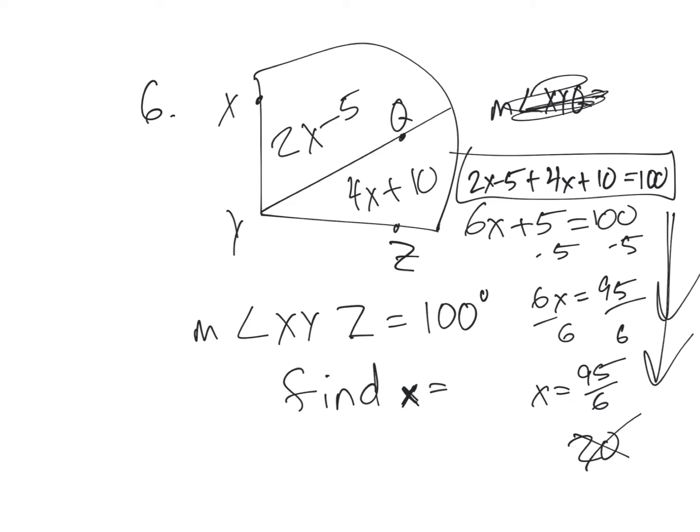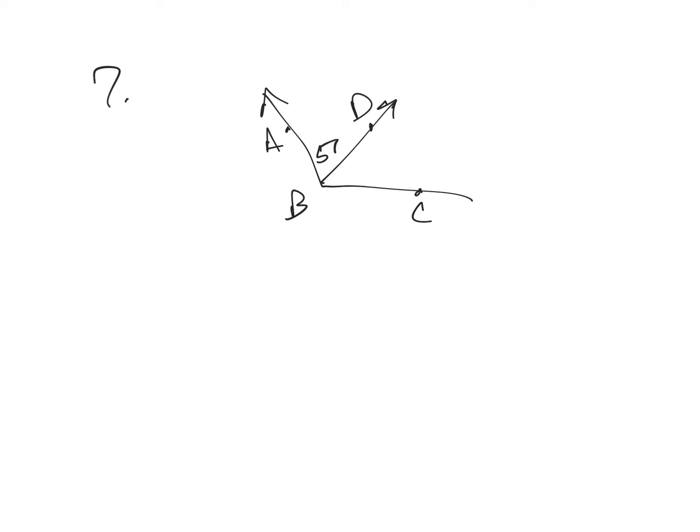All right, so let's go on. Number 7. Some more things like you'll see here. Since I mentioned it already, let's go ahead and say that you have a bisector here. Again, A, B, C, and D. So BD is a bisector. Okay, so this is 50. I want to know the measure of angle ABC.